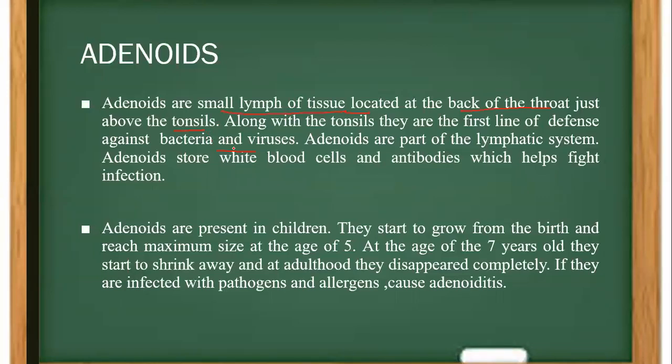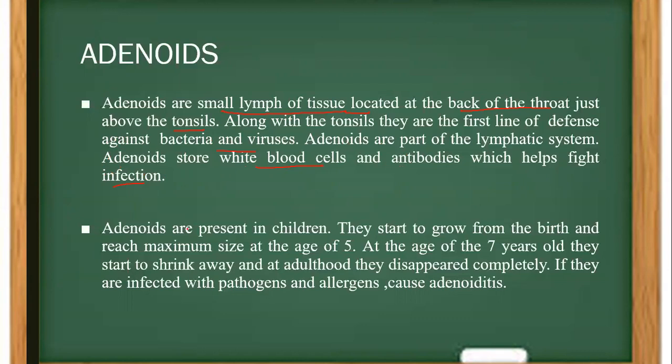It has a specific role. Adenoids are part of the lymphatic system. They contain white blood cells and antibodies which help fight infection. It is a kind of lymphoid tissue located at the back of the throat, and it is mainly involved in immune reactions against bacteria and viruses.